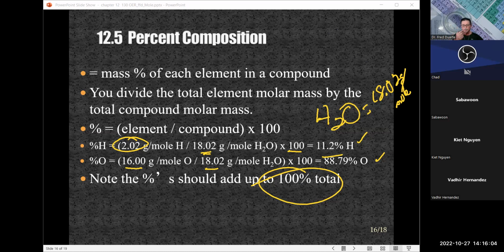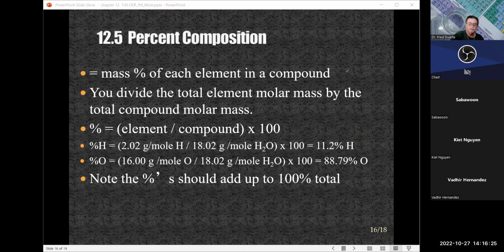Now, this is true for any molecule of water, wherever it's formed, here on Earth or out in space. If it has that structure of H2O, it would be the percent composition of 11.2% hydrogen and 88.79% oxygen.